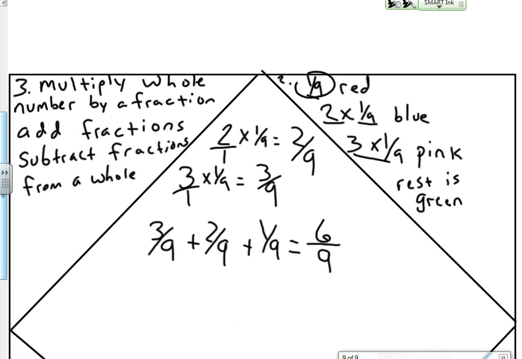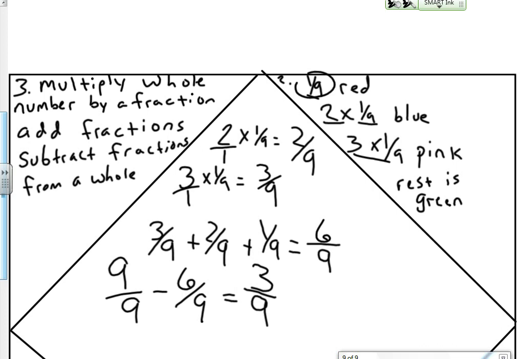So the whole class would be represented as 9/9, or one whole class, minus the 6/9 of the students that prefer red, blue, or pink. Same denominator, stays the same. 9 minus 6 becomes 3. So we have 3/9 that like green.